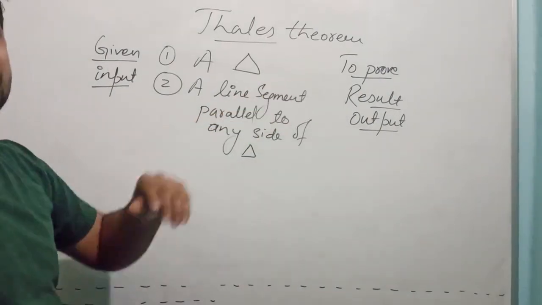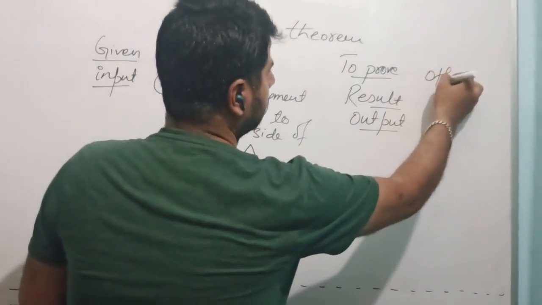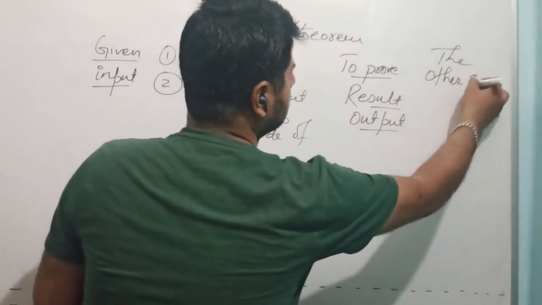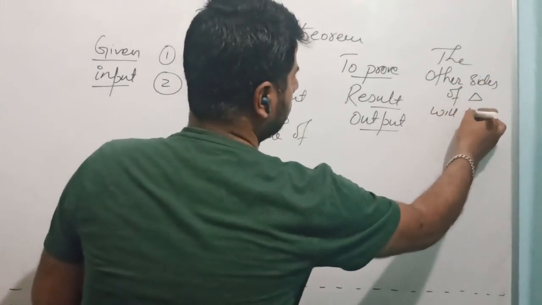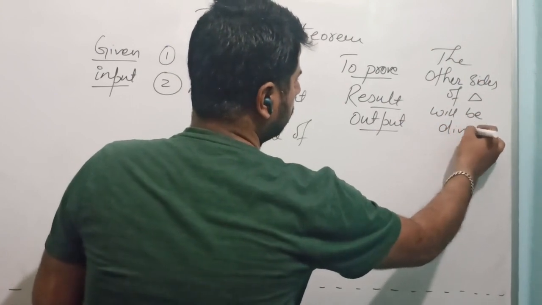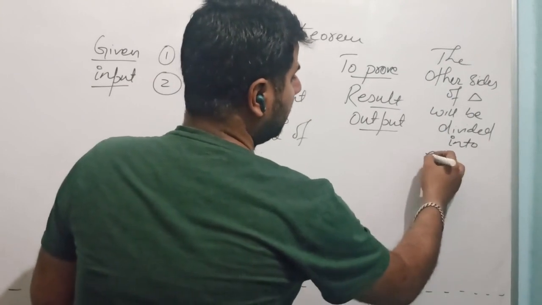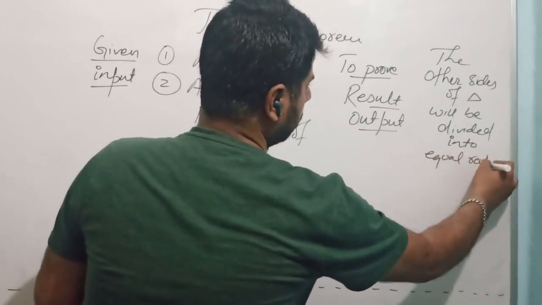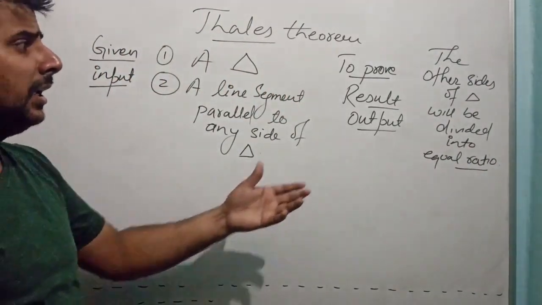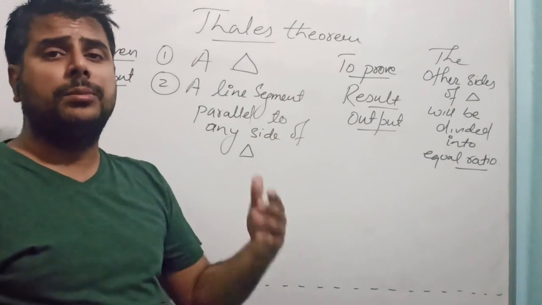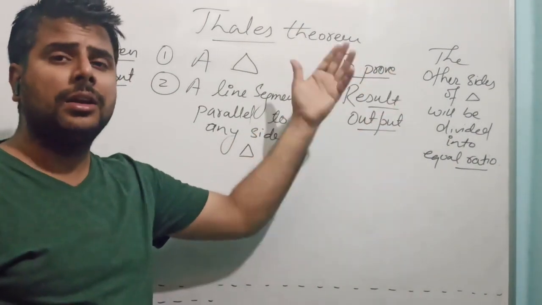Now, what is the result? The result is that the other sides of the triangle will be divided into equal ratio, right? Or you can say the ratio of the other sides are in proportion. That is also how you can say it: the ratio of the other sides are in proportion.